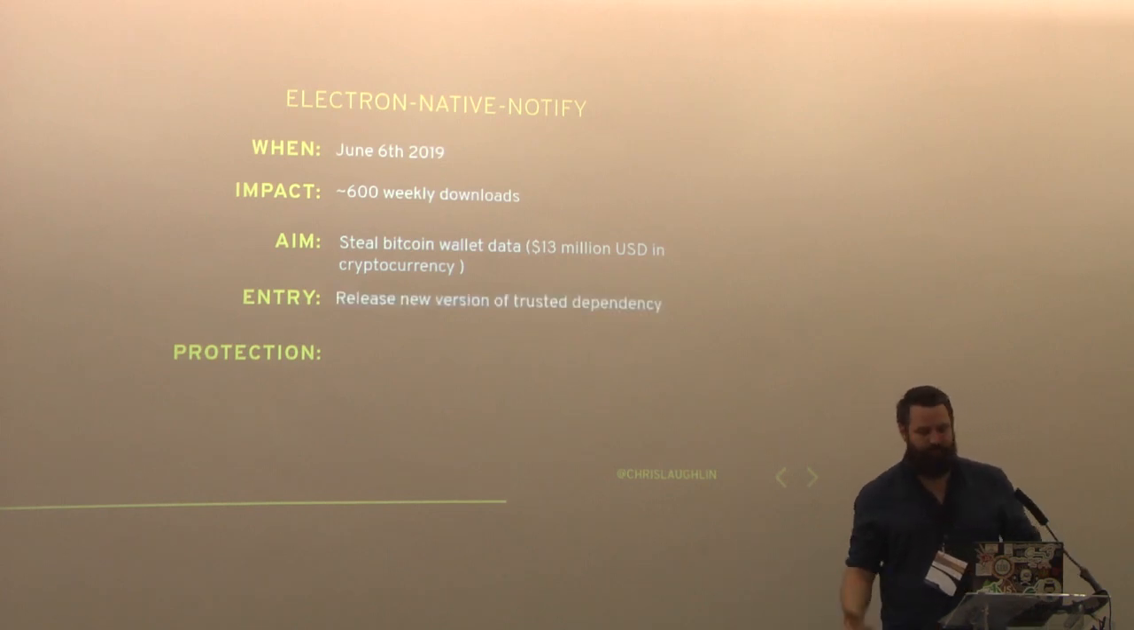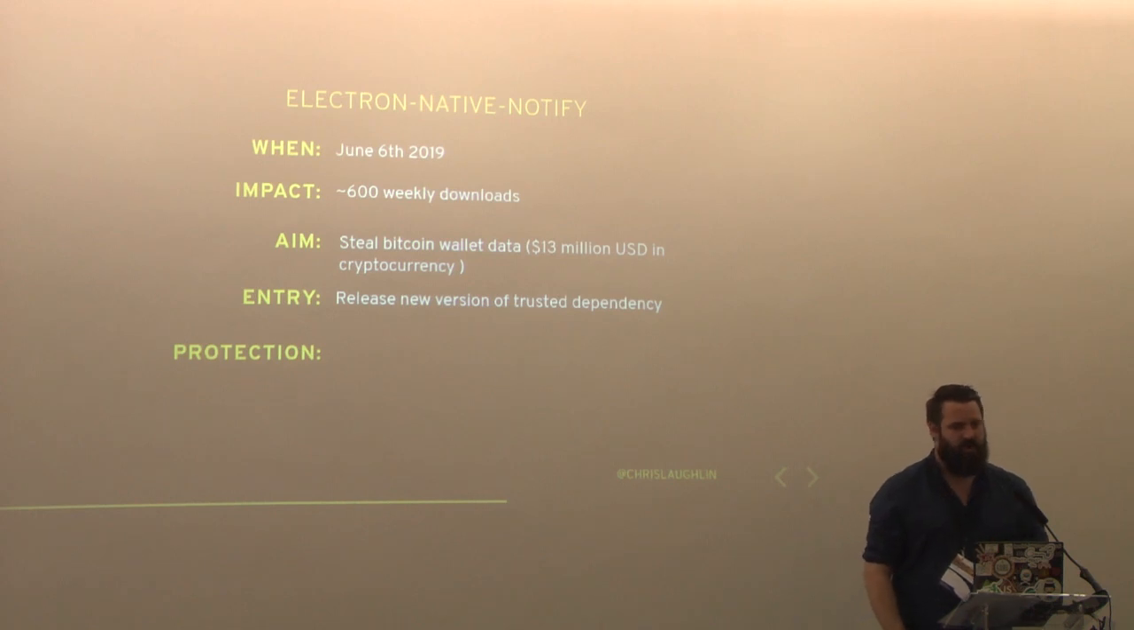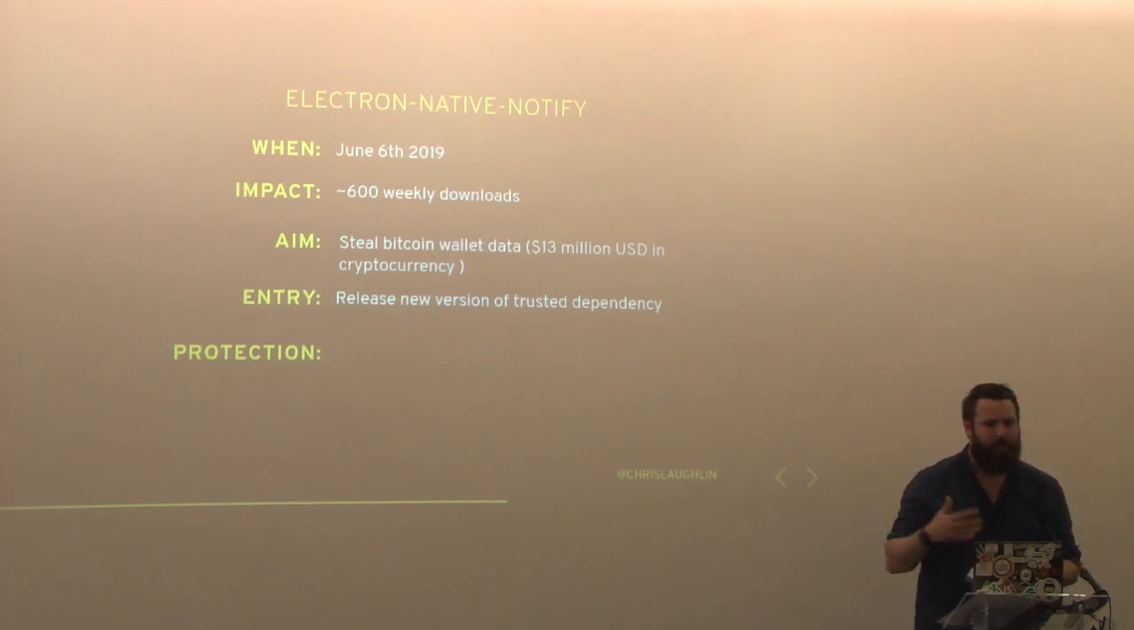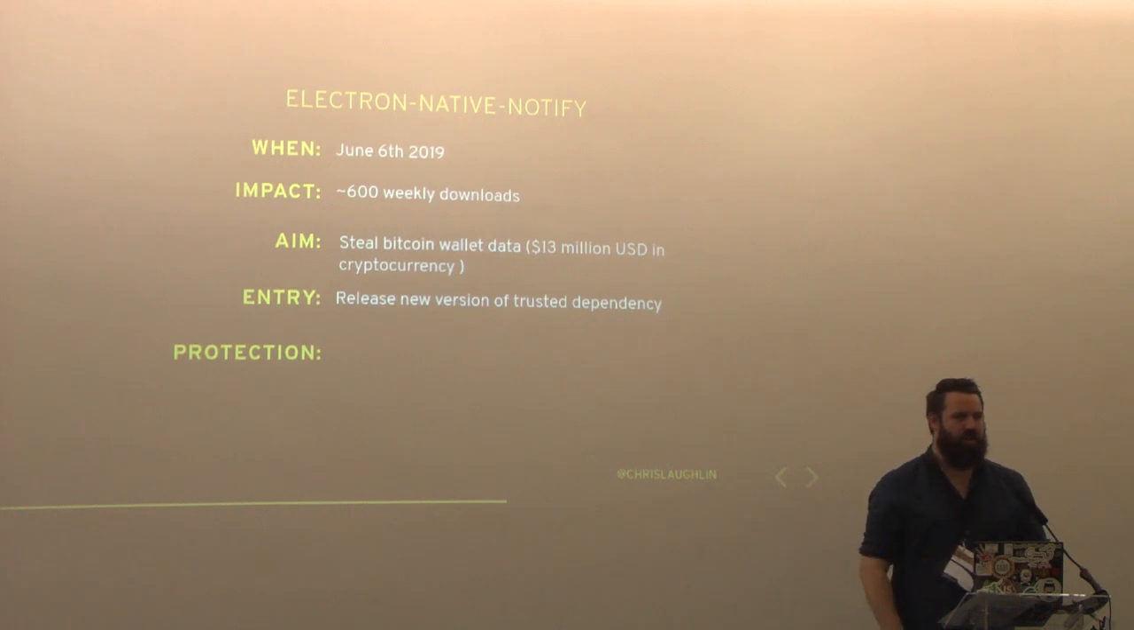The entry for this was the same as what we've seen before: releasing a new version of a trusted package. So electron-native-notify, which is very hard to say quickly, was added to an online Bitcoin wallet management tool that was used by a lot of people. You could manage different coins, that kind of thing. A few days later, someone bumped the dependency, but it was a patch version, so it automatically got pulled in. Again, it was interacting with the prototype of their JavaScript library, taking the wallet information and firing it off to a third-party server. And unbeknownst to everyone, this was going on.